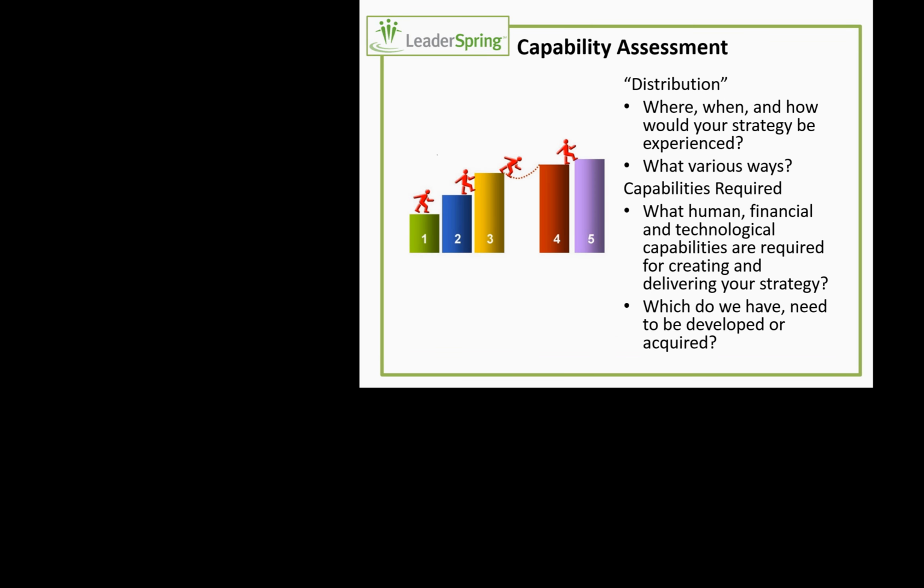So I put in your folder, in the file, a capability assessment tool. And this is where you start asking yourself questions like where, when, and how would your strategy be experienced? In other words, if you are working on moving in this direction, selling something new, or creating a whole new structure, or achieving a new program impact, how, where, when would it be experienced? And what are the various ways to get there? So the distribution of your particular strategy, and sometimes it's a program or a portfolio of programs.